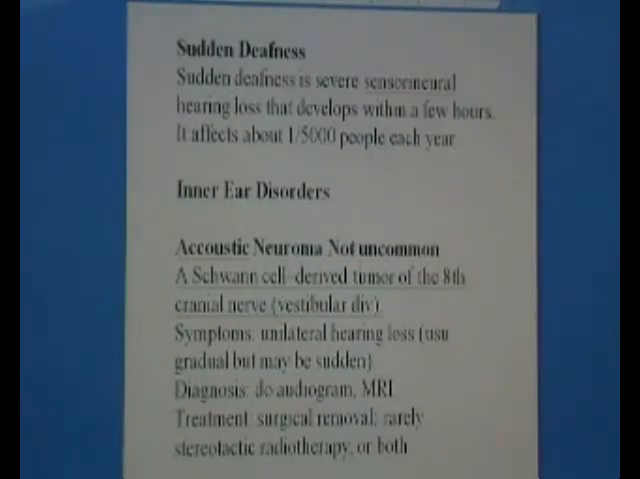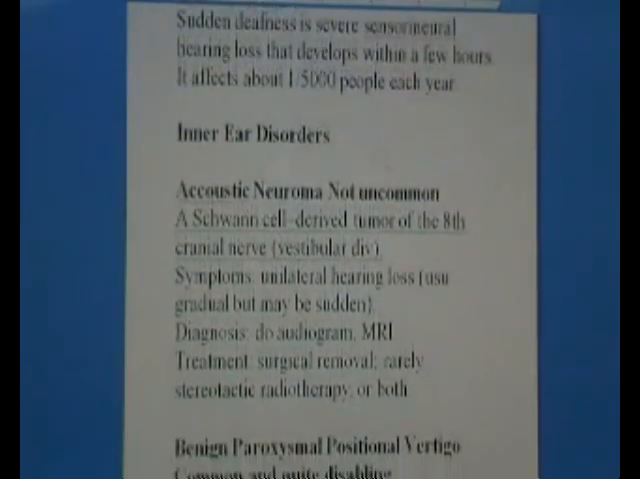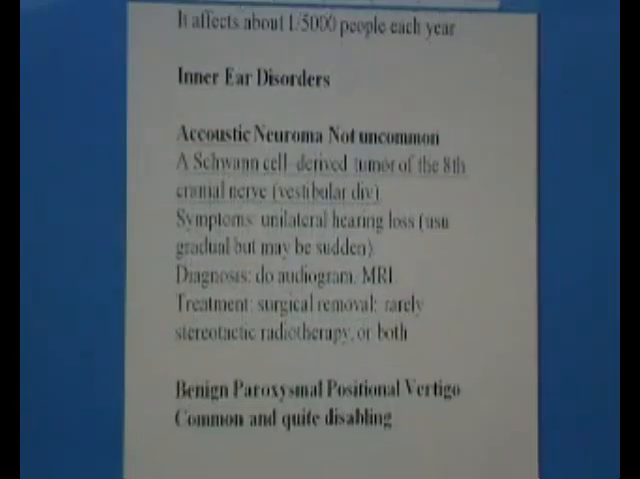It's not that uncommon. A Schwann cell derived tumor of the 8th cranial nerve, vestibular division. Symptoms: unilateral hearing loss. Can be gradual but may be sudden. You need to work it out really well. Do an audiogram, MRI, because this is quite a serious condition and they may need brain surgery to remove it.